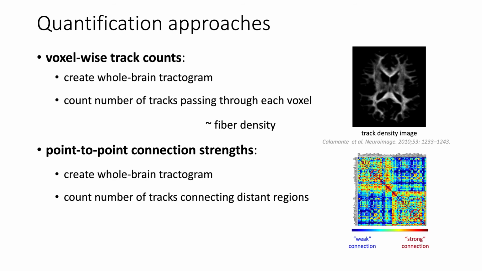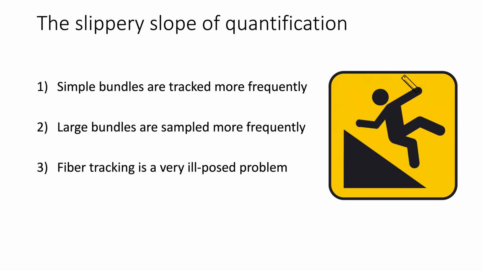The idea of point-to-point connection strengths is again to create a dense whole-brain tractogram and then count the number of trajectories connecting specific regions. Here, the number of trajectories is used as a surrogate measure for structural connectivity. Especially, these connection strengths are becoming increasingly popular as they are central in the field of connectomics. But can fiber tracking really deliver reliable quantification? I would like to argue that quantification of fiber tracking is really a slippery slope.